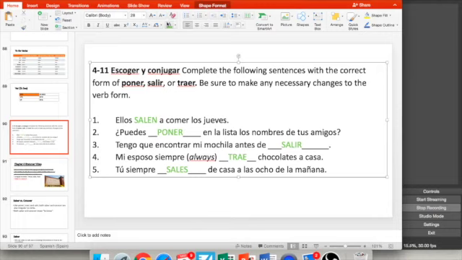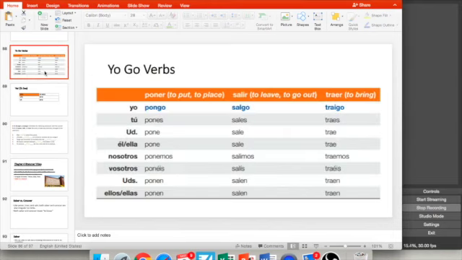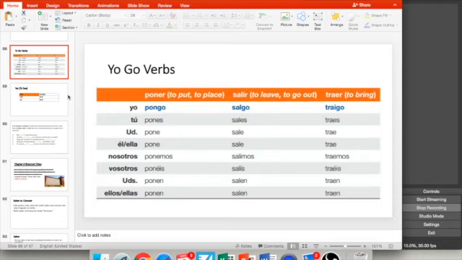de la mañana. All right, so hopefully you're feeling better about these irregular yo verbs, which again only change in the yo form. Instead of pono, we have pongo. Instead of salo, salgo. Instead of traio, traigo. And instead of veo... Pongo, salgo, traigo, veo. Memorize those, you'll be doing great.